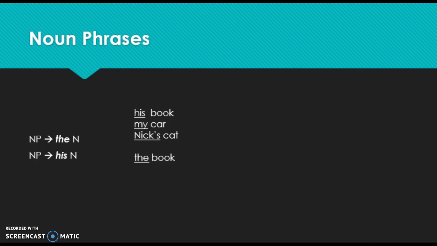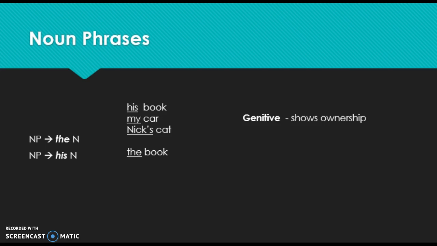But we know other things could be inside noun phrases, like we could say his book, my car, Nick's cat, just like we say the book. And we would say that these are genitives, right? That's the fancy linguistic term for showing ownership. If I say that's his book or my car or Nick's cat, it is showing ownership.